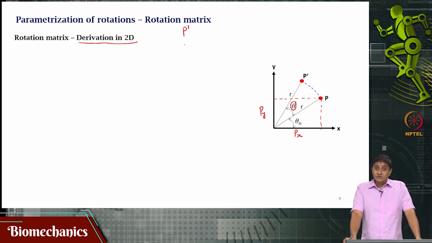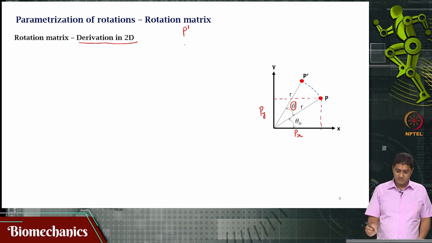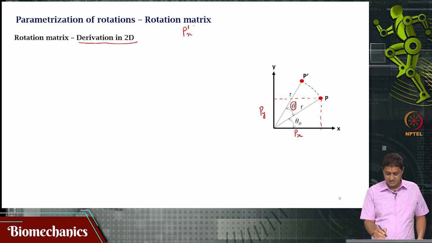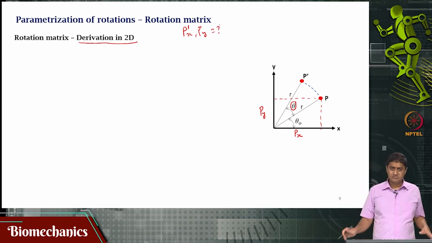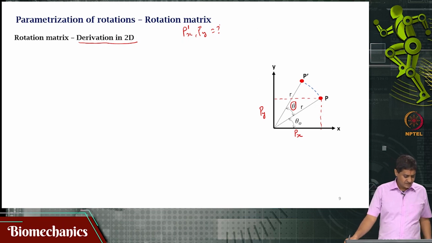Given that I know the coordinates of the original point P, and the amount of rotation that has happened, theta, can you tell me what is the coordinate of the new point P dash? P dash x, that is the x coordinate, and P dash y coordinate, what are these? That is the question. What is the coordinate of the point P dash?